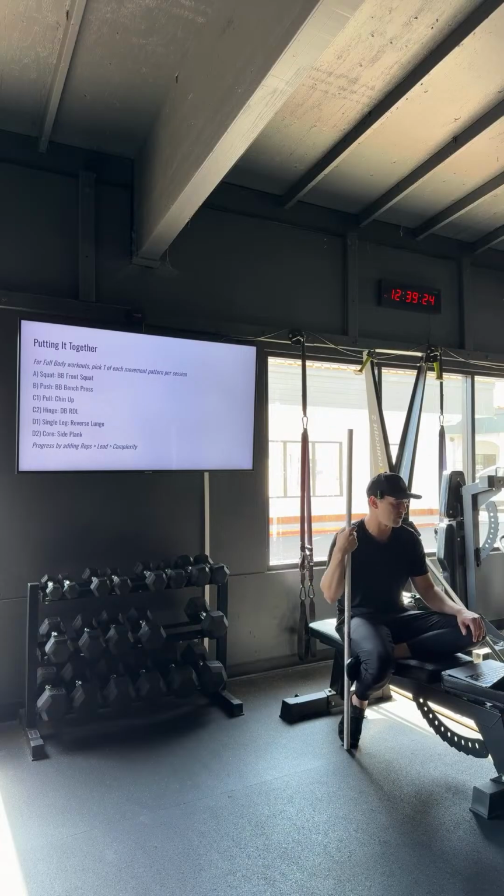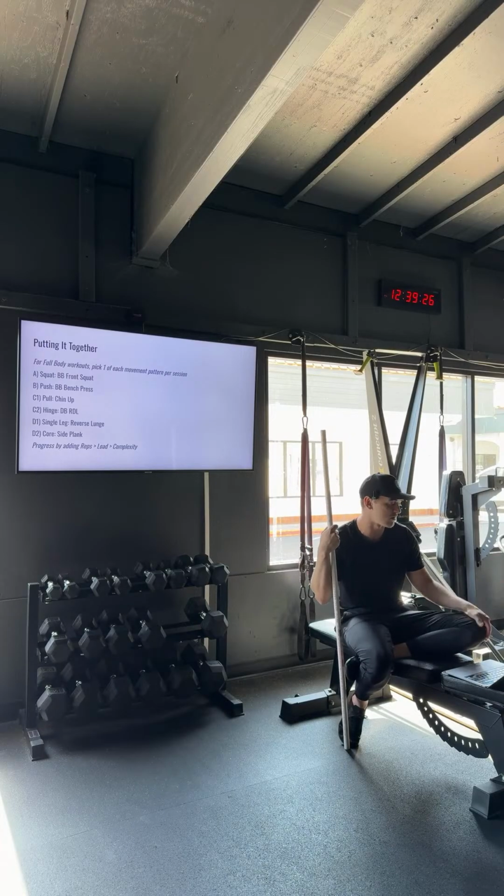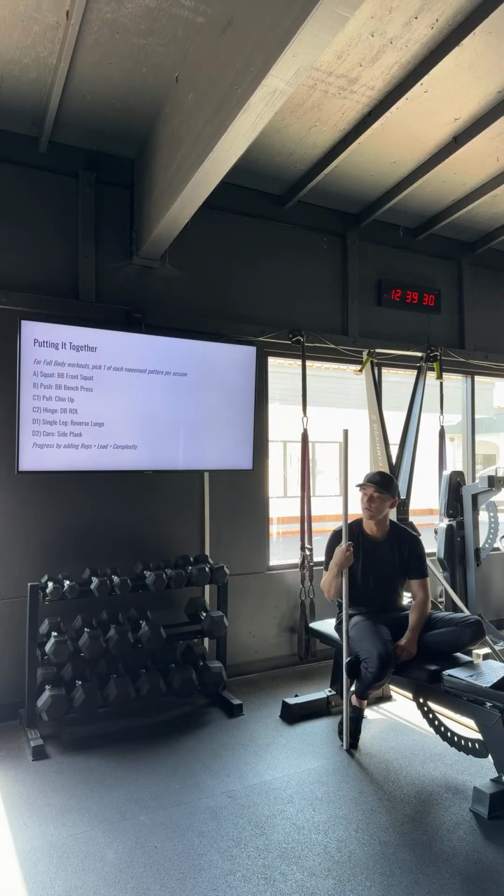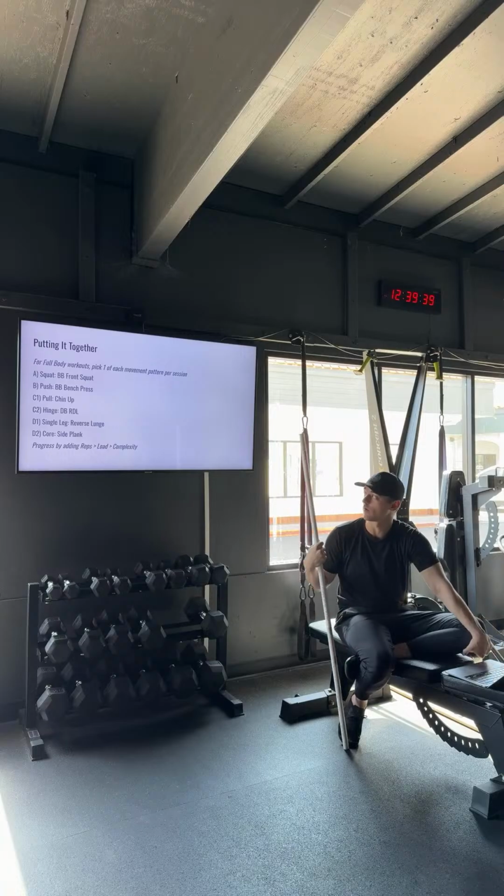Then when you go to picking the pull and the hinge, that's the opposite side. You just pick one of the movement planes. So pull, do you want to do horizontal or vertical? I did vertical, so chin-ups. And then hinge, do you want to do double leg or single leg? We're doing double leg RDLs, or dumbbell RDLs. Then you go into the single leg option, reverse lunge, and then core, side plank.